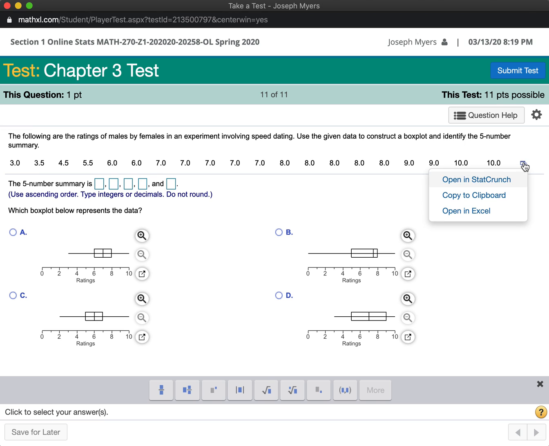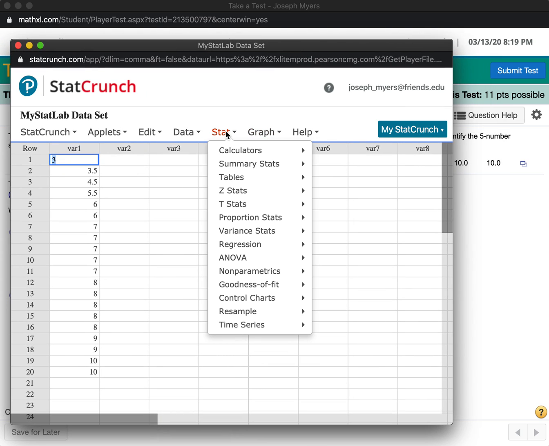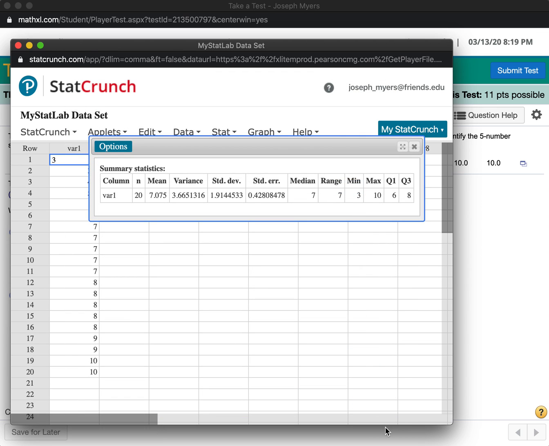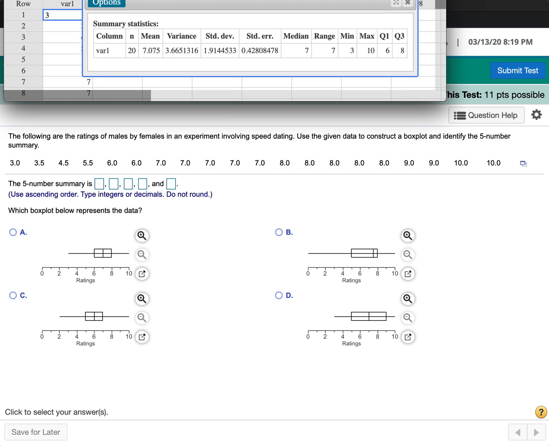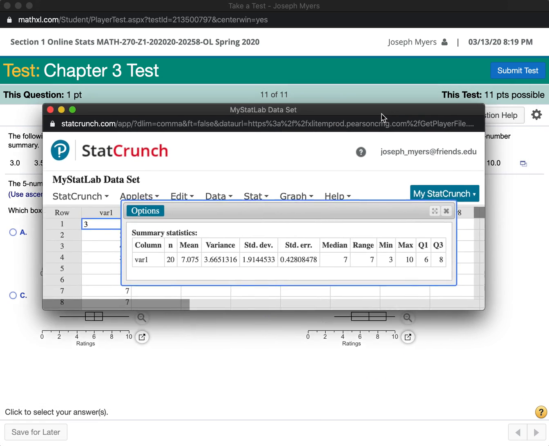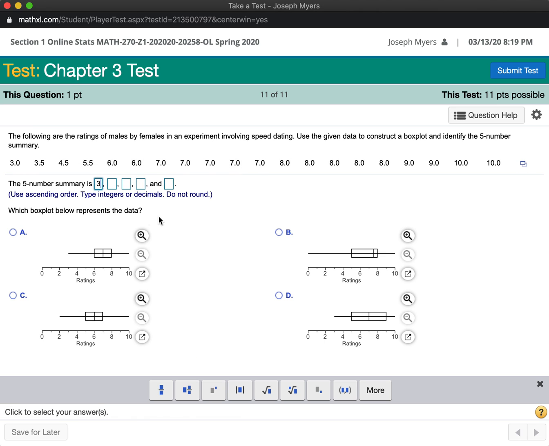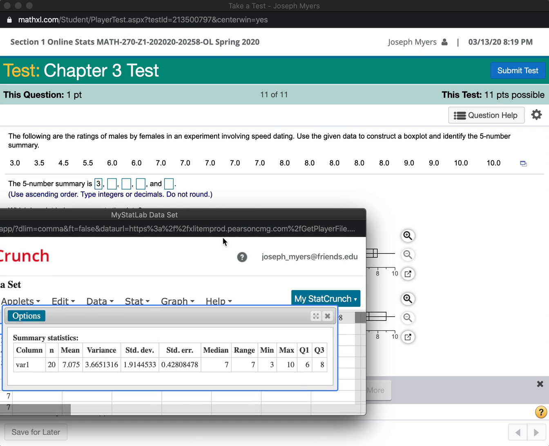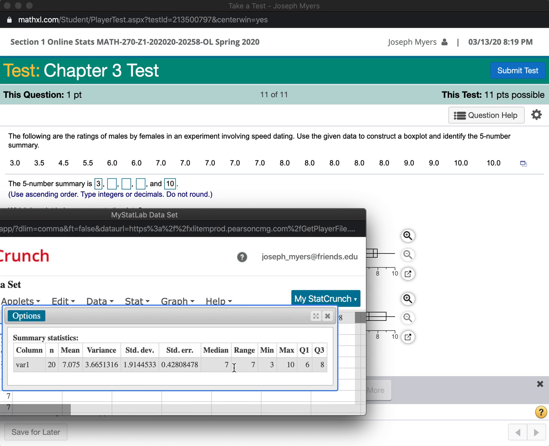And guess what? If you click the data icon and click open in StatCrunch, you can have StatCrunch calculate all those numbers for you. So let's do stat, summary stats, columns, click on that variable, then click compute. So you can see right here that the minimum is 3. The maximum is 10. That goes last. Then the median is the middle number, that's 7.